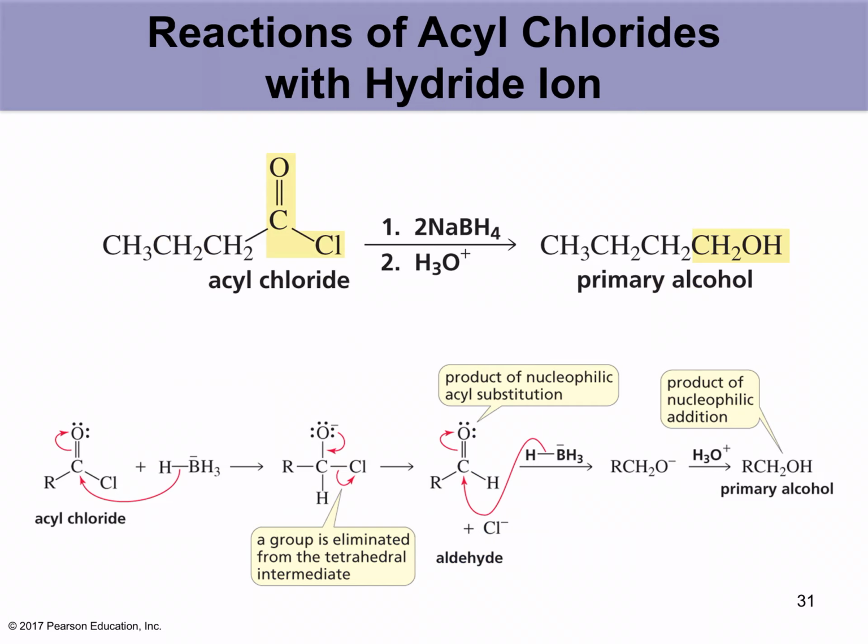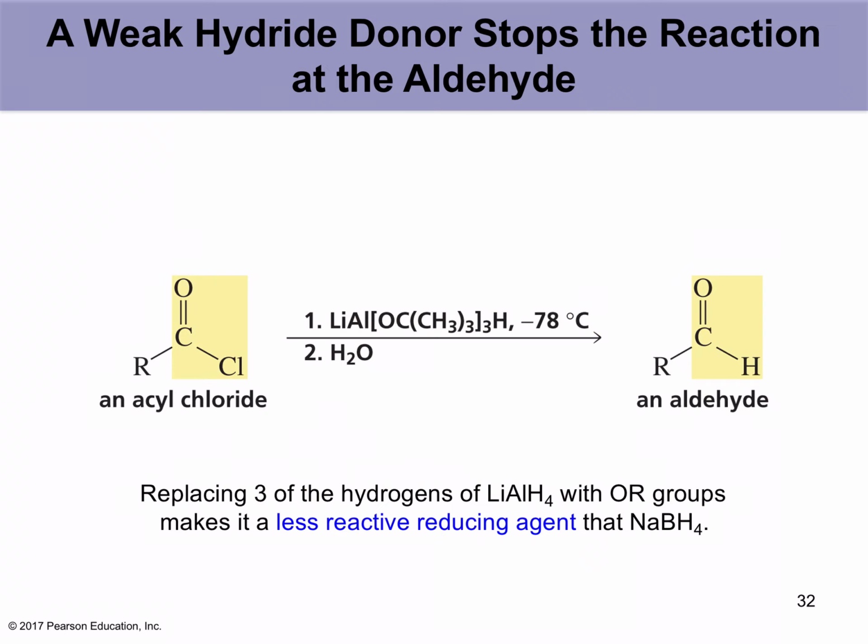Now, when you have an acyl chloride with sodium borohydride, because it's a strong reducing agent, it goes all the way to a primary alcohol. It did not stop at the aldehyde level. But if you can reduce the strength of the sodium borohydride reagent, then there is a possibility that we can stop the reaction at the aldehyde. To do that, we can use this reagent. This reagent comes from another reagent called lithium aluminum hydride.